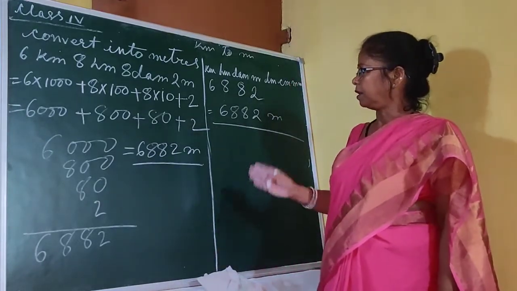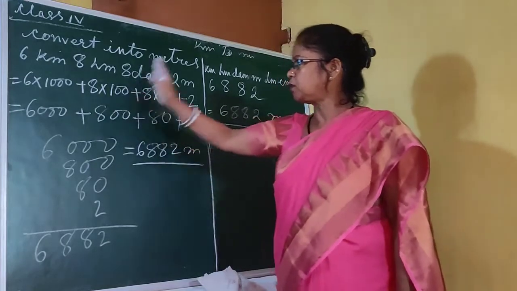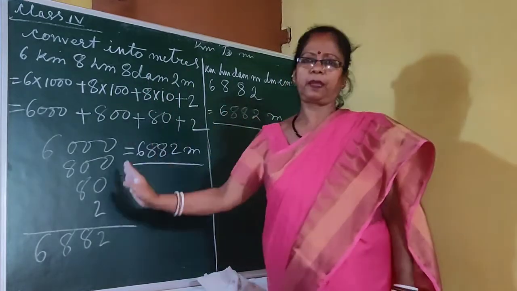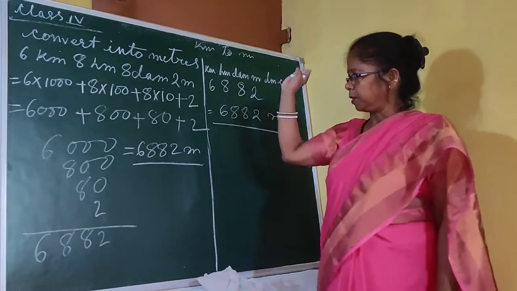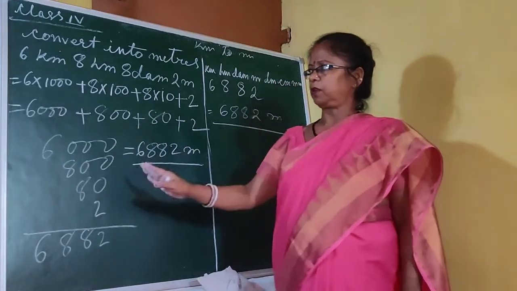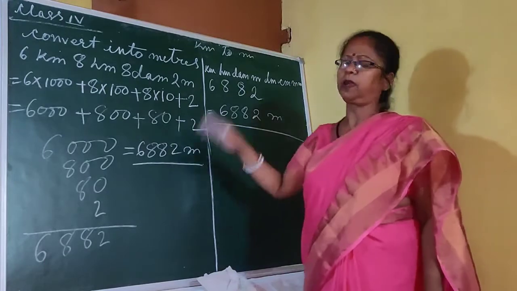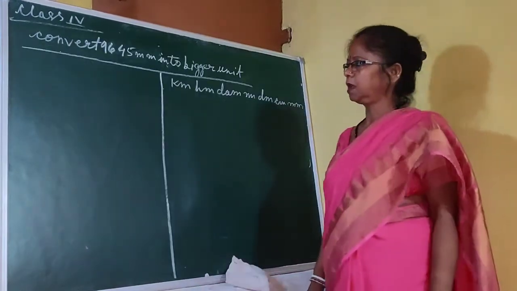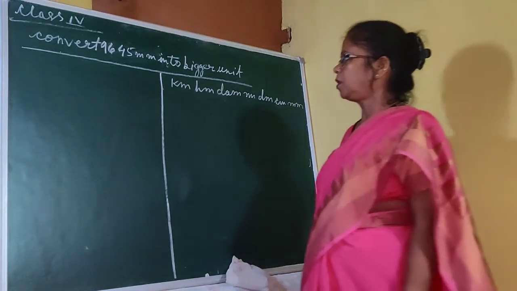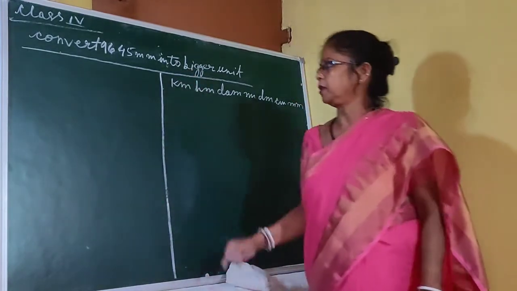Now this is bigger unit to smaller unit, where you multiply. Now I am going to show you smaller unit to bigger unit. When you convert a smaller unit to a bigger unit, at that time you have to divide. Now see another example.